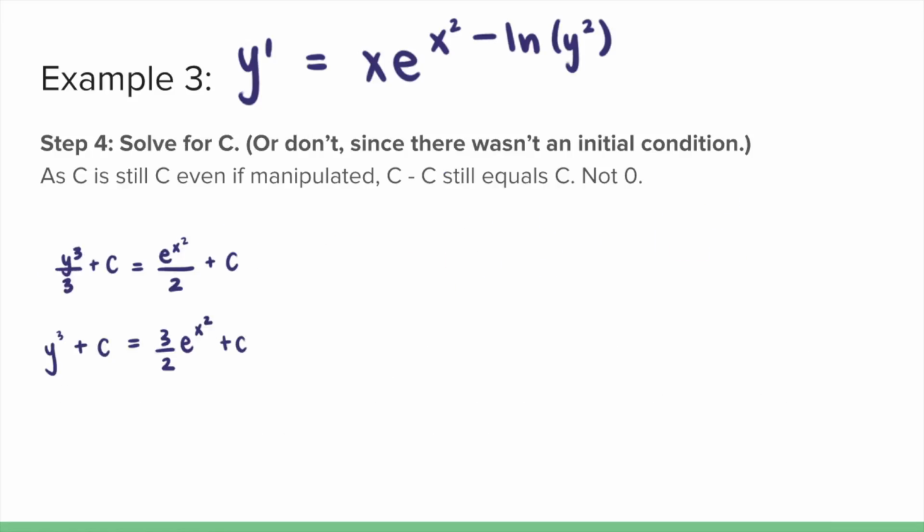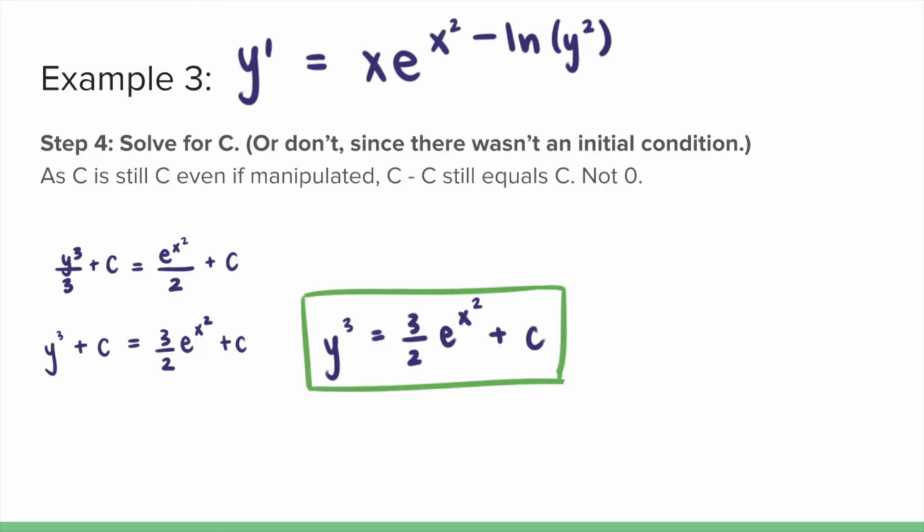The integration leaves us with y cubed over 3 plus c is equal to e to the power of x squared over 2 plus c. There is no initial value for either variable provided for us, so we can't solve for c. We can, however, use only one c to represent the constants of the equation. We can also isolate y with some algebra, and that leaves us with the answer. y cubed is equal to 3/2 e to the power of x squared plus c.